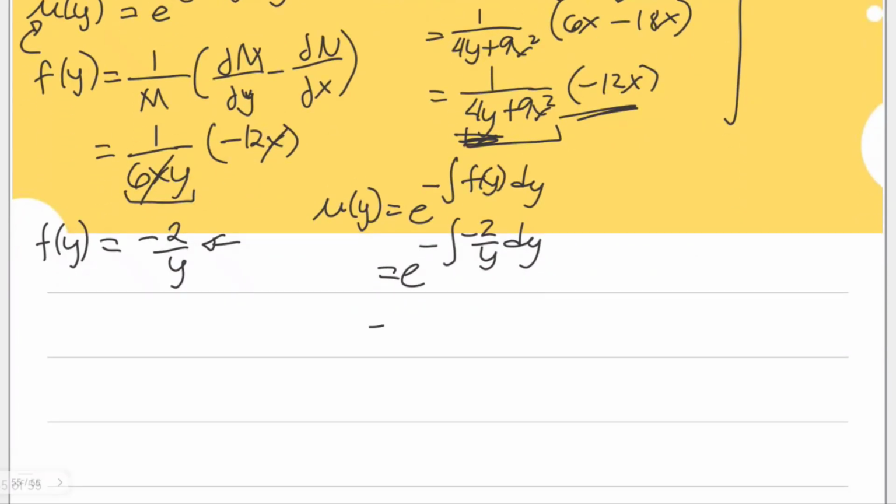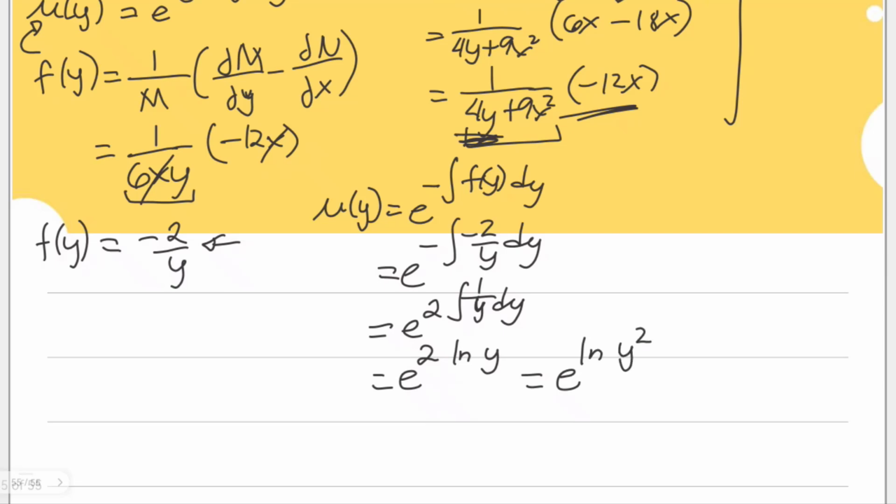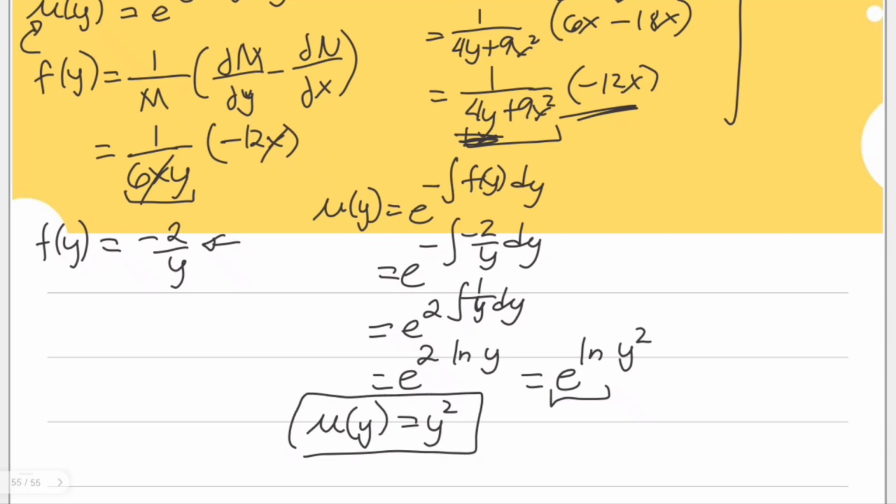So you could have here e to the power of positive 2 integral of 1 over y dy, which gives us e to the power of 2 natural logarithm of y, which could be transformed into e to the power of natural logarithm of y squared. With simplifying this, our integrating factor mu of y instead of mu of x is equal to simply y squared. Okay? So this is still on the first parts of our solution.